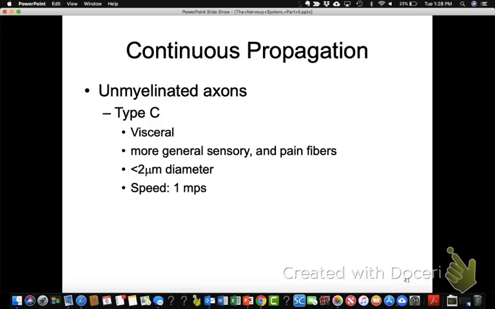So just the feeling of pressure when you sit down or pressure on the bottoms of your feet, things that you tend to not pay a lot of attention to. And certain kinds of pain, not all kinds of pain. So if it's a dull pain or an aching pain, it's going to be in this category. Type C are the slowest. They conduct impulses at a speed of 1 meter per second.